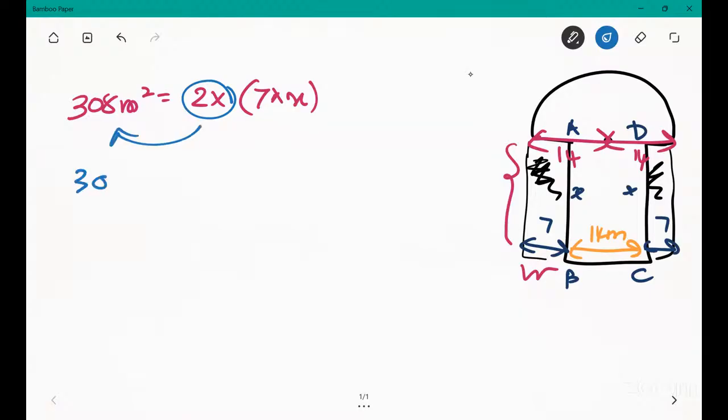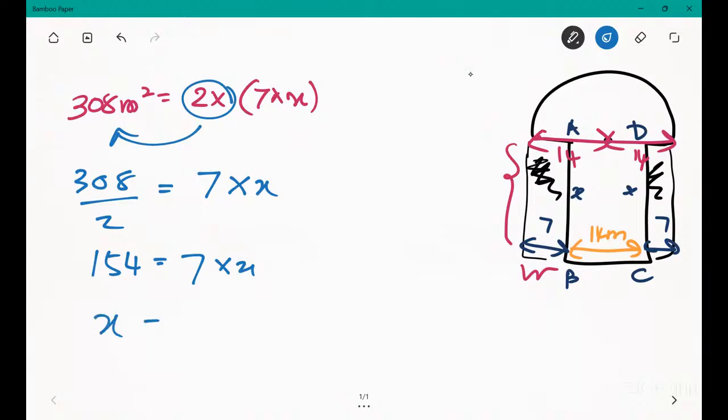Then you will get 308 divided by 2, which is equal to 7 into x over here. So 308 divided by 2, you'll get 154. 154 is equal to 7 into x. So now we have to find x. So you can write x is equal to 154 divided by 7. And then you will get your answer as 22. So remember to write the unit, which is meters over here. 22 meters. That is the answer for that question.